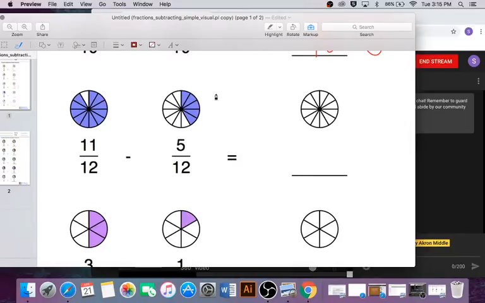On our next one, our whole is 12 pieces. So our denominator is going to stay as 12. And we started with 11 pieces shaded in, and we're going to take away 5 of those shaded pieces. So we take away 5, 1, 2, 3, 4, 5 pieces. We're left with 1, 2, 3, 4, 5, 6 pieces shaded in.